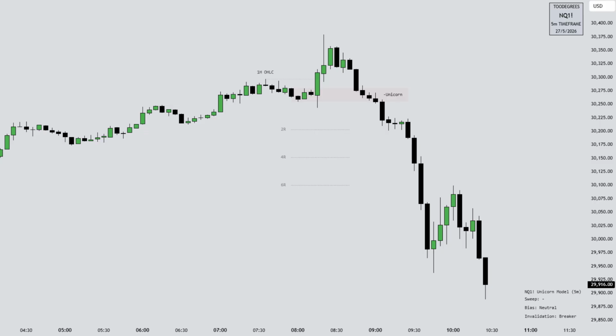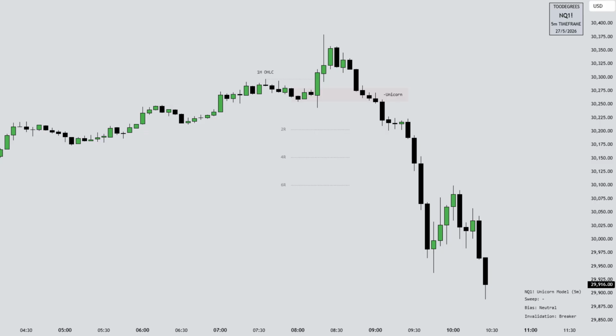This is where the setup becomes extremely efficient from an execution standpoint, because instead of chasing the breakdown lower, the model waits for price to trace back into the premium zone where inefficient pricing previously formed. That creates a much cleaner risk-defined bearish entry rather than entering after extension. And once price steps back into the unicorn zone, the continuation lower becomes very aggressive. You can see how the market almost cascades lower with consecutive displacement candles and very shallow pullbacks. That's typically what strong continuation delivery looks like.